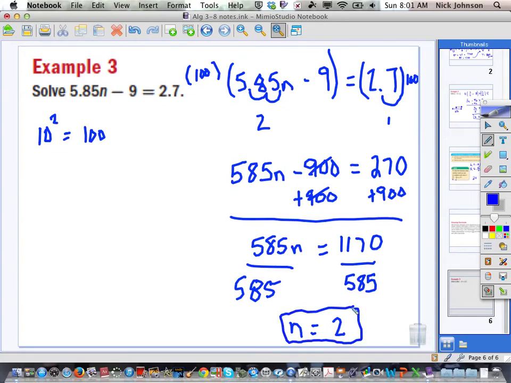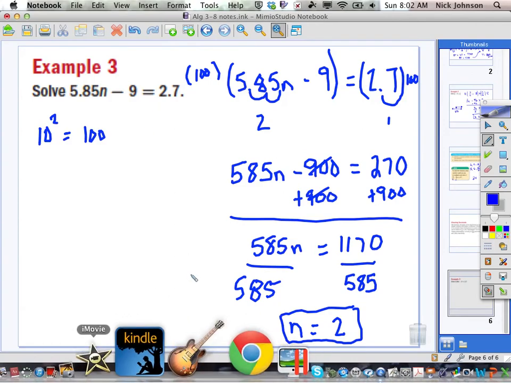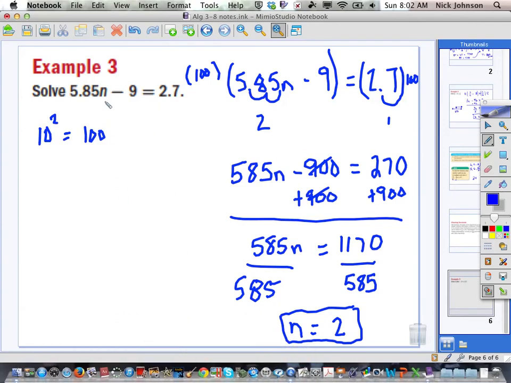It's very easy to be able to move these over, clear your fractions, get integers that you feel comfortable with. There's nothing wrong with that. There is also nothing wrong with going ahead and doing your math. You would get the same answer whether you're using decimals or not using decimals.